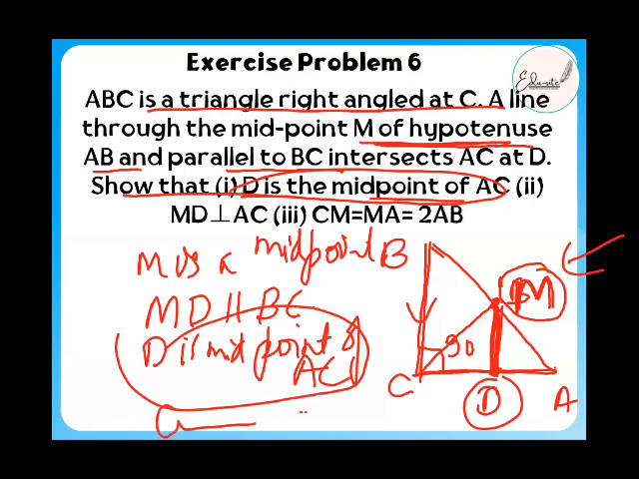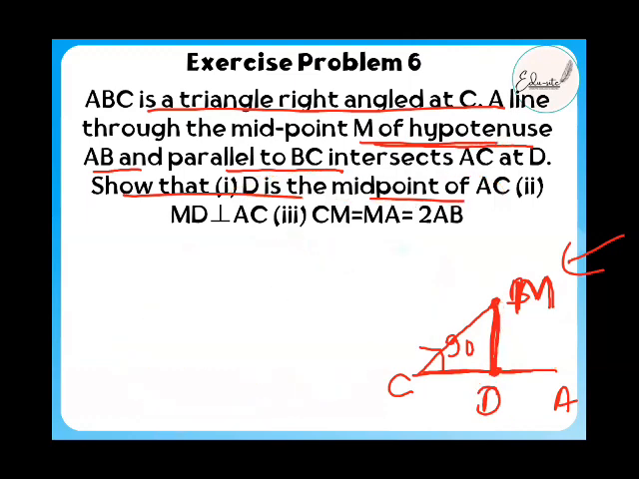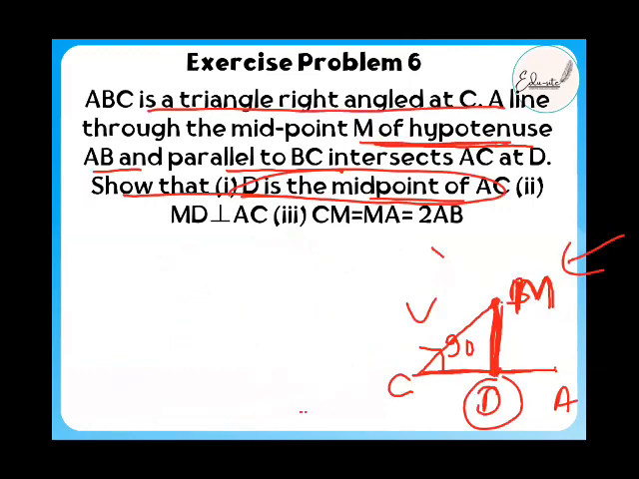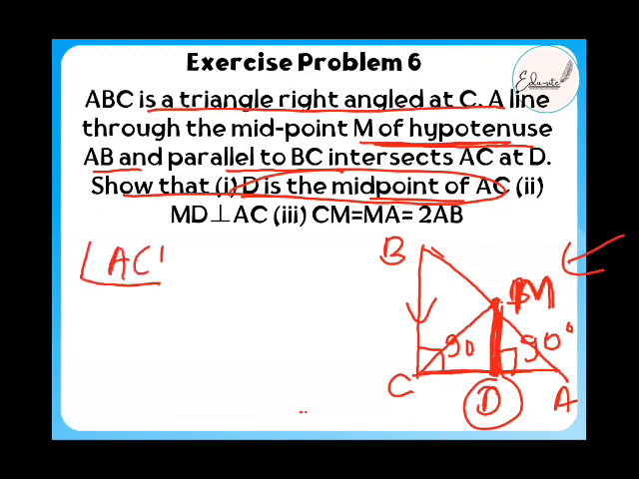That's all. The next question. What is the next question, Laiba? Show that MD is perpendicular to AC. How can you prove that MD is perpendicular to AC? Where is MD? This one. What does perpendicular mean? The angle formed here is 90 degrees. How will you prove this, beta? To prove this, you know that angle ACB is equal to angle ADM. Why is ACB equal to ADM?